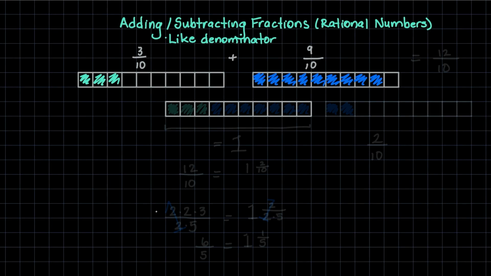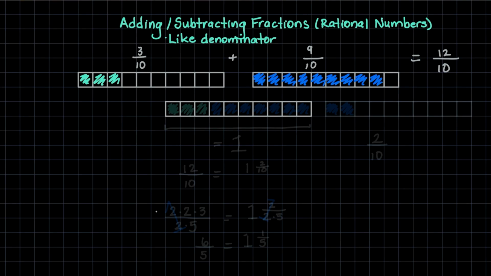Okay, we've made it to our last example. 3 out of 10 plus 9 out of 10. We already know the game. Add the numerator. 3 plus 9 is 12. Leave the denominator the same. So our answer, 3/10 plus 9/10 is equal to 12/10.